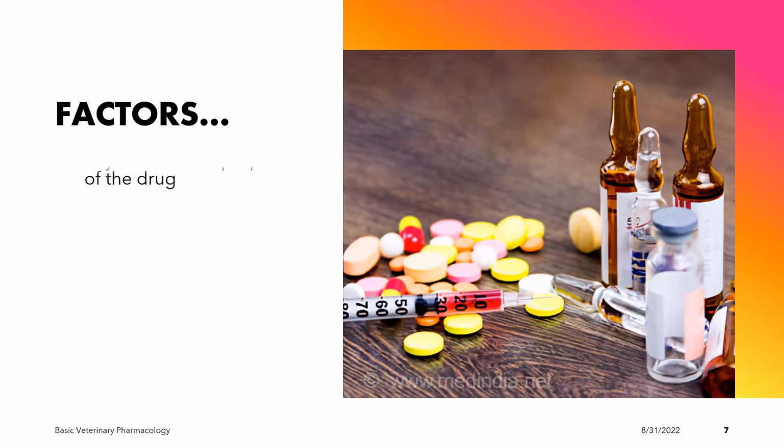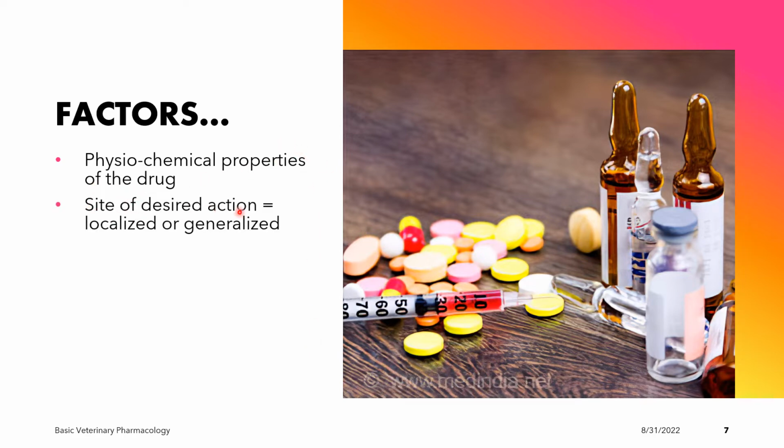We'll start with the physicochemical properties of the drug. For example, some drugs are lipid soluble and others are not. Some drugs are acidic and others are basic. So this will influence the choice of the route of drug administration. We also have the site of the desired action, whether the desired action is localized or generalized, and the rate and extent of drug absorption from different routes.